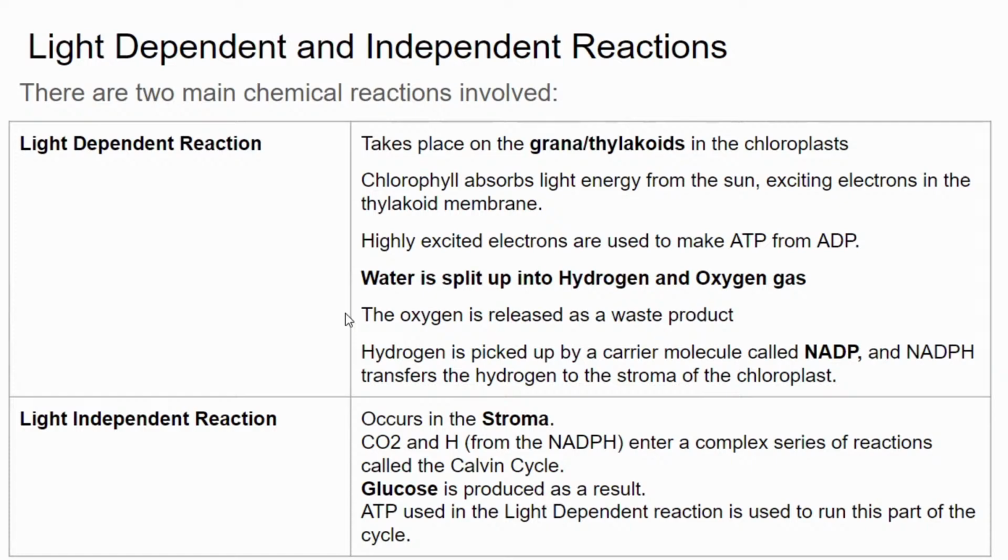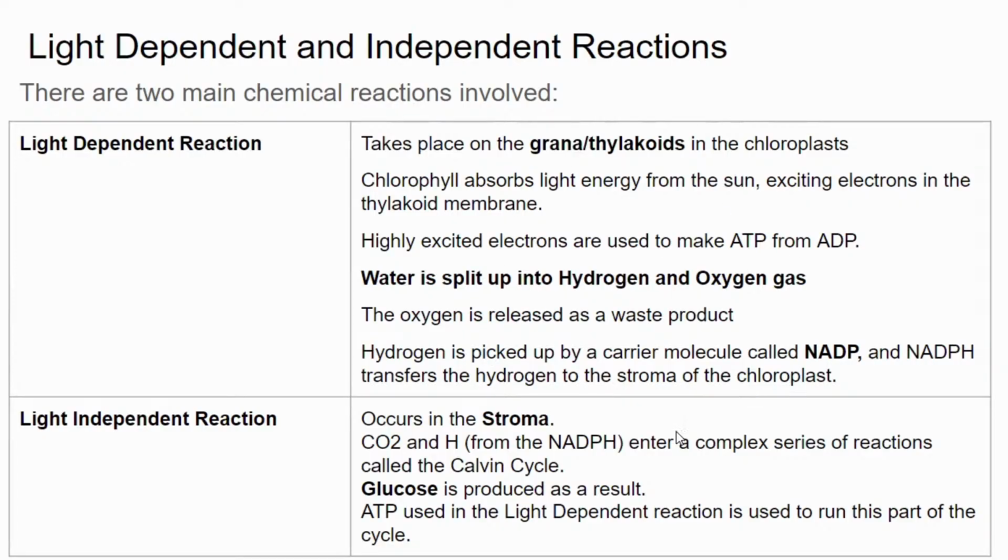This energy is used to split water, a very difficult process, but we split it up into hydrogen atoms and oxygen gas. So the oxygen gas is a waste product at this point, and it's released from our chloroplast, but the hydrogen is the important part. The hydrogen is then picked up by a carrier molecule called NADP, which has a very long name that you don't need to know. But the NADP, once it has attached hydrogen, becomes NADPH, the H for the hydrogen that is now attached to the NADP. That carrier molecule then transfers that hydrogen into the stroma of the chloroplast.